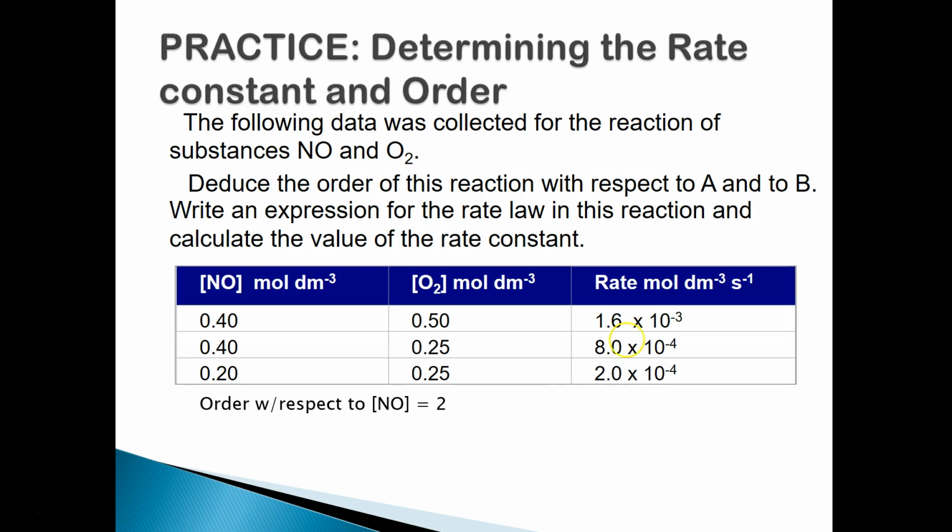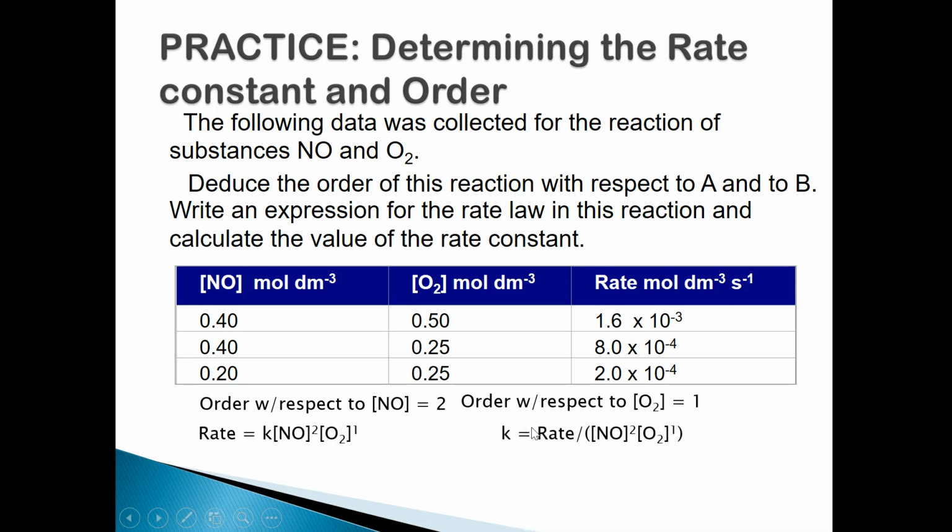Now I'll do the same for oxygen. So to determine the order with respect to oxygen, I'll look where NO remains constant. And I see that doubling the concentration of oxygen doubles the rate. So the order with respect to oxygen would be first order. And the rate law then would be rate equals k times the concentration of NO squared times the concentration of oxygen raised to the first power.